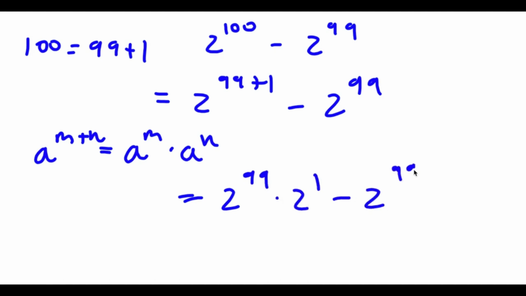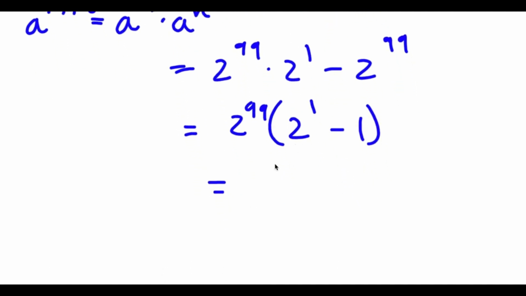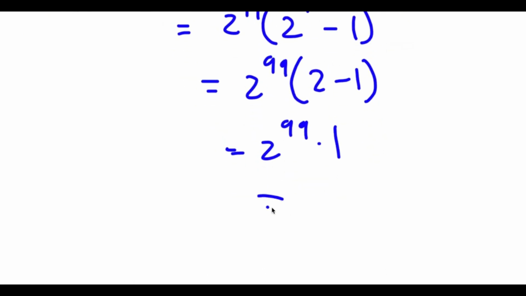Now I have this minus 2 to the power of 99. Now, from here, because both terms have 2 to the power of 99, I can go ahead and factor out 2 to the power of 99. So now I have 2 to the power of 99 times 2 to the power of 99 times 2 to the power of 1 divided by 2 to the power of 99, simply 2 to the power of 1. And negative 2 to the power of 99 divided by 2 to the power of 99 is negative 1. 2 to the power of 1 here is the same thing as 2. So now I have 2 to the power of 99 times 2 minus 1. 2 minus 1 is equal to 1, so I have 2 to the power of 99 times 1, and anything times 1 is itself, so I simply am left with 2 to the power of 99.